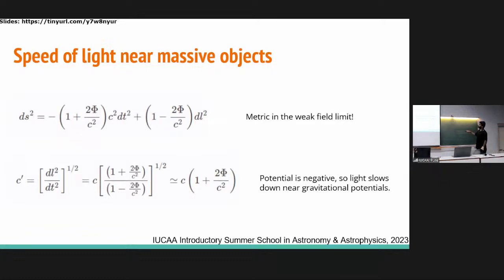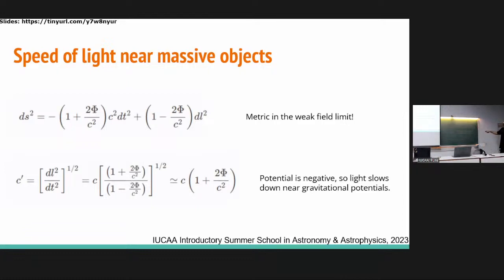So this 1 plus 2 phi by c square over 1 minus 2 phi by c square, you can again try to do Taylor expansions in order to figure out what this should look like. So this 1 minus 2 phi by c square can go up. And then you will have 1 plus 4 phi by c square raised to half, so that again goes to 1 plus 2 phi by c square.